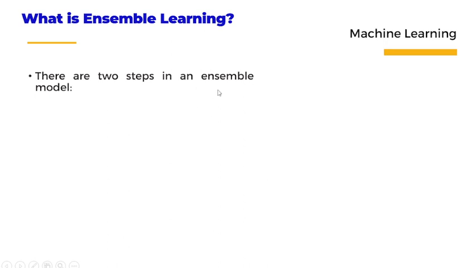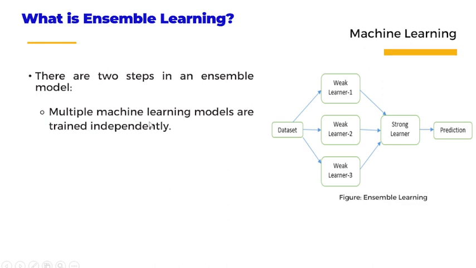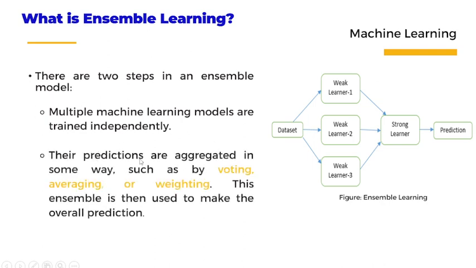There are two steps in an ensemble model. The first one is that multiple machine learning models are trained independently. So here we are using the parallel approach. These multiple machine learning models are trained independently and their predictions are aggregated in some way, such as voting, averaging or weighting. This ensemble is then used to make an overall prediction.